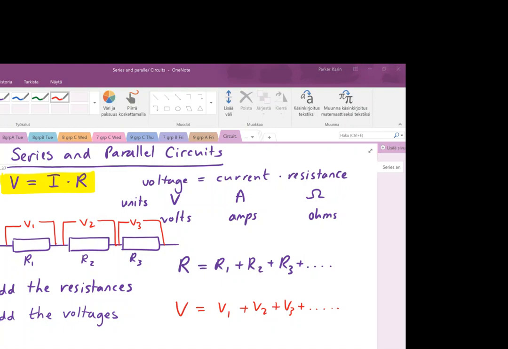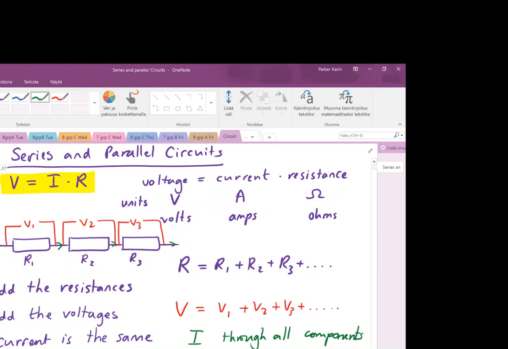And the current is the same at all points in the series circuit. Okay, the current I is the same through all components.